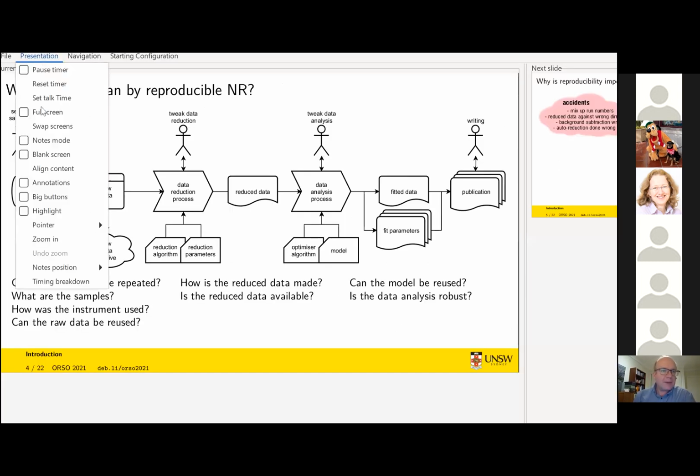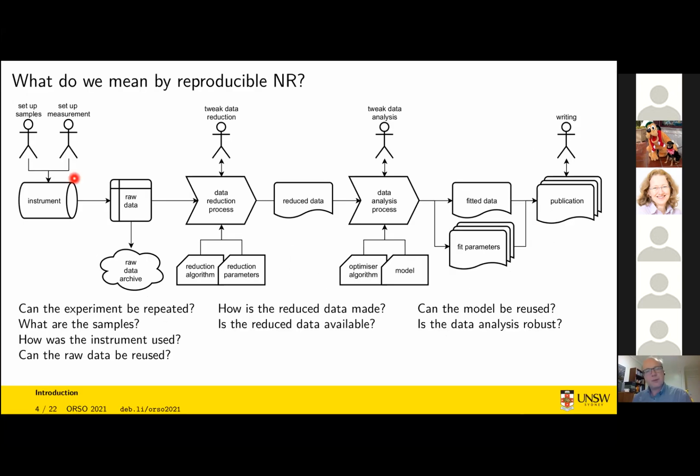So there's normally been a paper written about the instrument. We have normally a nice description of how the instrument works, what it does, etc. But that paper would normally tell us that there are several hundred motors, each of which might do something, and some of which might be very important to how the experiment is done.